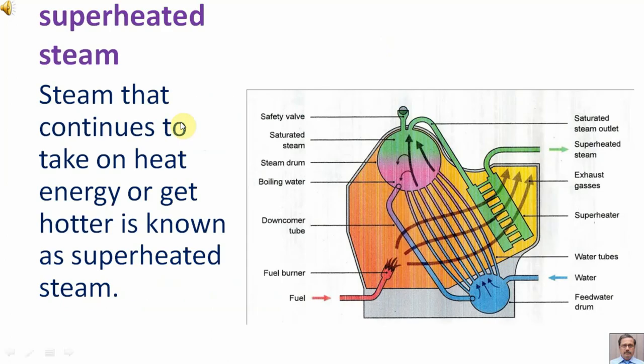Steam that continues to take on heat energy or get hotter is known as superheated steam. So here in this diagram we can see that the steam is coming out of the steam drum, then in the superheater it is getting more heat energy and thereby it is getting hotter, and then it is becoming superheated steam.